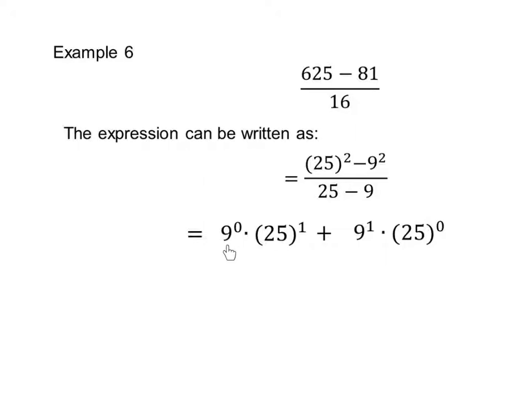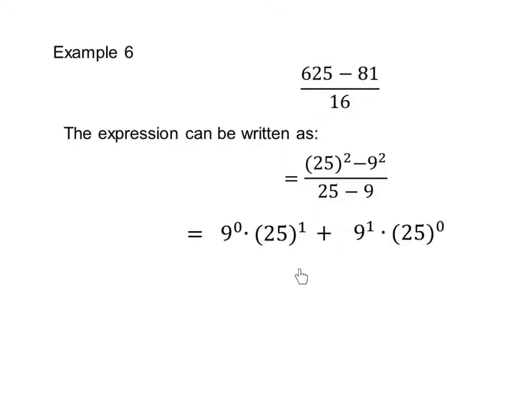So the next screen will show you this. You have 9 to the power of 0 times 25 to the power of 1 plus 9 to the power of 1. This is my a. It starts from a to the power of 0, then a to the power of 1. 25 is my x, so x to the power of 1, and then x to the power of 0. We know we are done because x to the power of 0 tells us we are done.